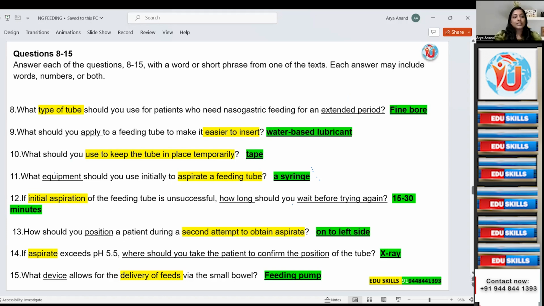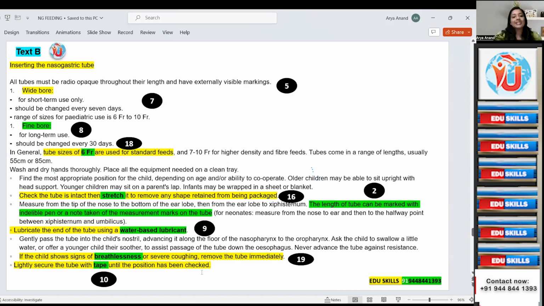Again, which text will it be? B. Text B. Here, lightly secure the tube with tape until the position has been checked. So after that, you can change until the position has been checked.